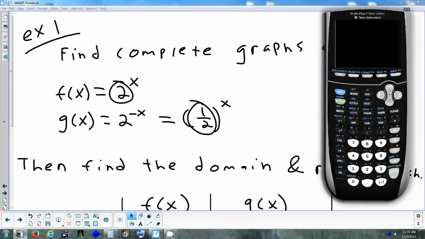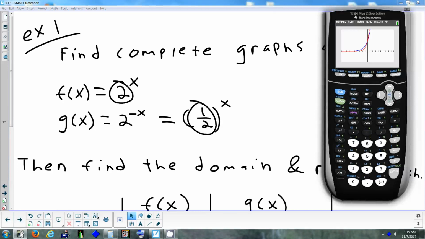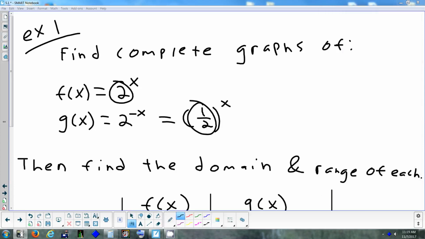Right, so let's graph them and see what we got. We've got 2 to the x. Just because it's easier for me to type it in that way, I'm just going to type in 0.5 to the x. If you want a fraction, just put it in parentheses. Okay, we'll do zoom 6. All right, so 2 to the x is in blue. The other one is in red. So f of x is blue, g of x is in red.